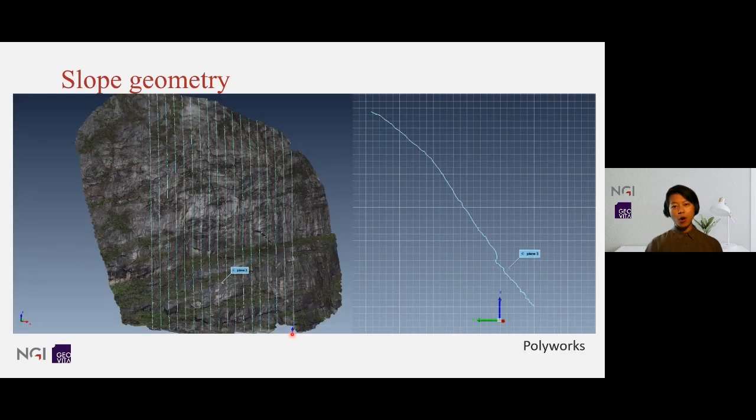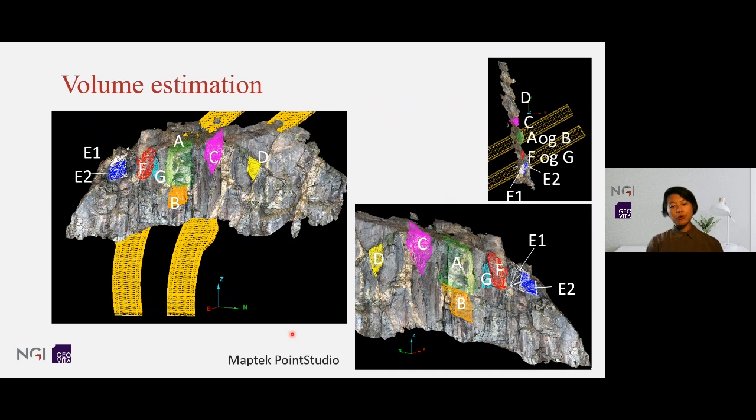We can also get a more accurate estimation of the geometry, and we can use this geometry in an optimization of the rock support design or evaluation of the stability. We can also use it to estimate volume of potentially unstable blocks, which give us a better idea on how much bolting capacity is required.